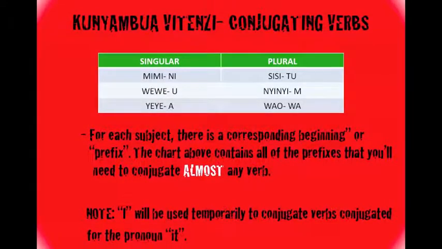So, vitenzi is verbs. So, in order to kunyambua vitenzi, in order to conjugate these verbs, again, we're going to need the first component, which is knowing the subject. So for each subject, there's a corresponding beginning or prefix. The chart above contains all the prefixes that you will need to conjugate almost any verb. And I put that almost there intentionally because there are a few exceptions for which this model is not going to work. So another note, you can actually disregard this last note because it comes in a much later lesson, but we're just highlighting again that there is no Swahili equivalent to the word it.